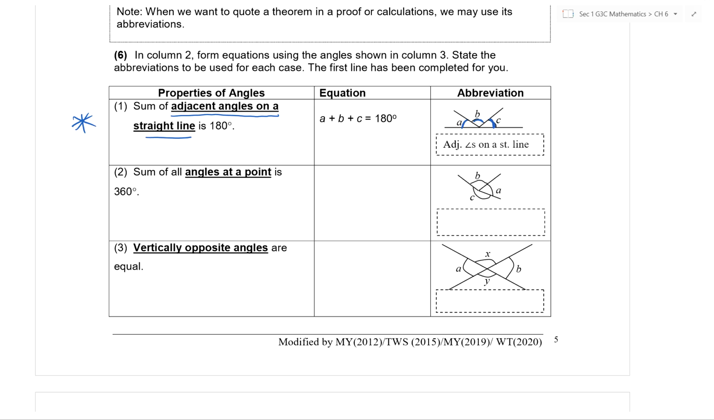Okay, the next property is that the sum of all the angles at a point is 360 degrees. So here we have A plus B plus C will now give us 360 degrees. And we will quote the abbreviation as a reason: angles at a point.